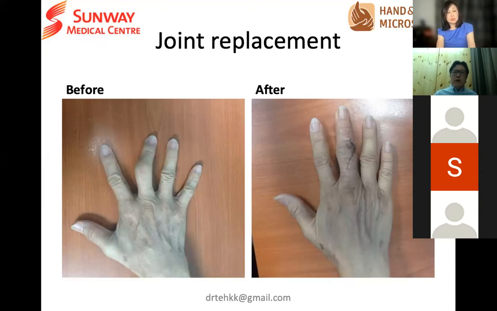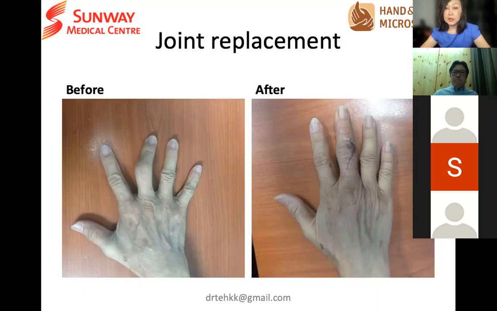So if you have patients who have good range of motion but have a lot of pain, then a joint replacement is a good option rather than a fusion. Because before joint replacement, we used to just fuse them and then there would be no more motion at all. So joint replacement is a reasonable treatment option for osteoarthritis of the hand.